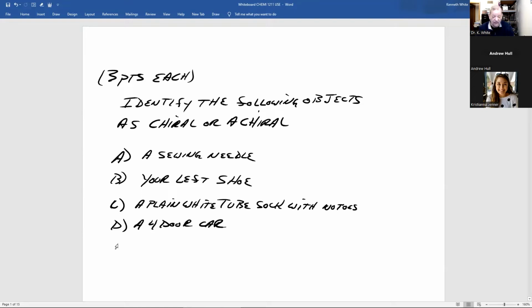I can go check because I'm expecting something in the mail right before class. The mail truck pulled up, but I'm the last one in the block to get it. So I want to go run down and see if it's already come, something important I'm expecting. That will give you time to work on these. Are these four things chiral or achiral? I'll be right back.